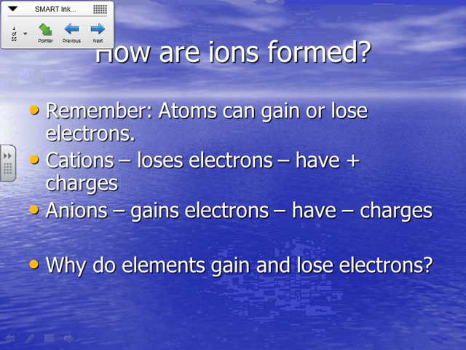Okay, so the question then is, why do elements gain and lose electrons in the first place? So we understand if they lose electrons, they're going to be positive. If they gain electrons, they're going to be negative. But why lose or gain electrons at all? What's the point?